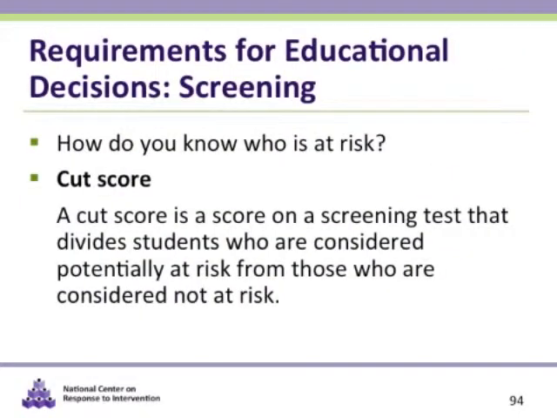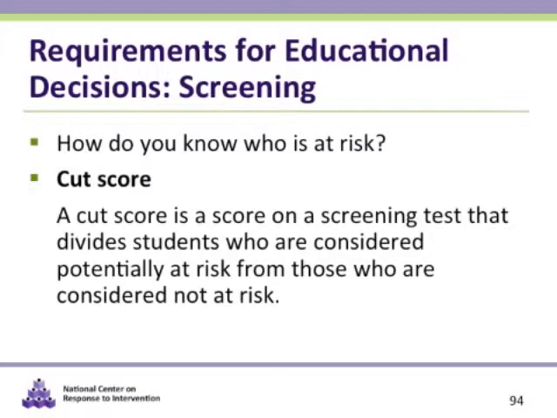So how do you know who's at risk? This is an opportunity for teams to come together and discuss quickly, 2 to 3 minutes, how they identify who's at risk at their schools or their districts. The purpose of this slide is to introduce the concept of a cut score. A cut score is a score on a screening test that divides students who are considered potentially at risk from those who are considered not at risk.